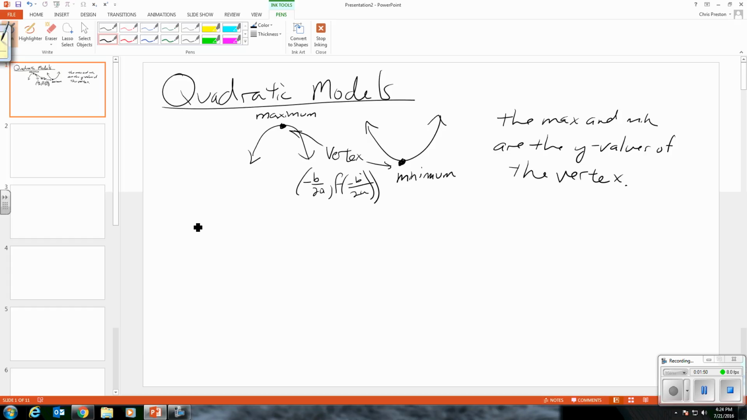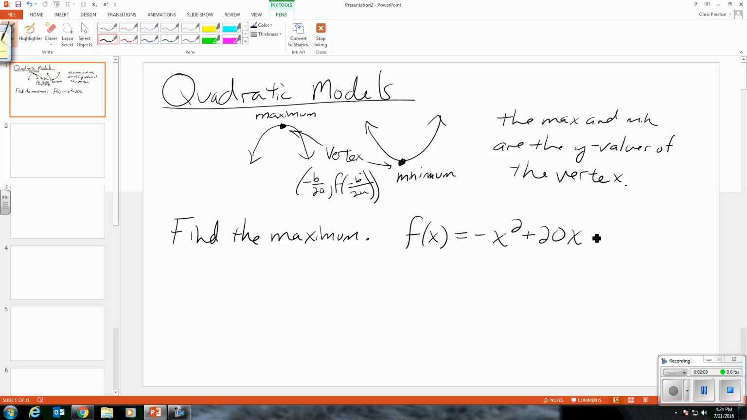So what I'm going to say is, find the maximum. They'll give you a function, f of x equals negative x squared plus 20x plus 500. And what you're going to do is find the vertex. Again, these can be h and k. Sometimes you see these letters used for that.